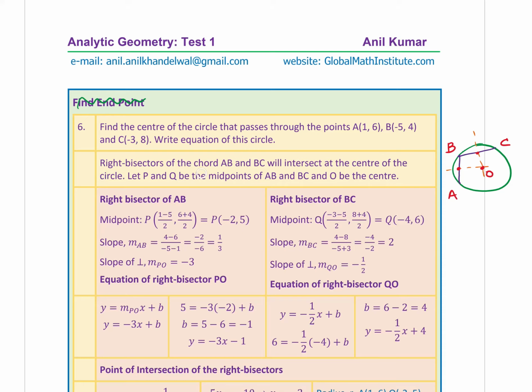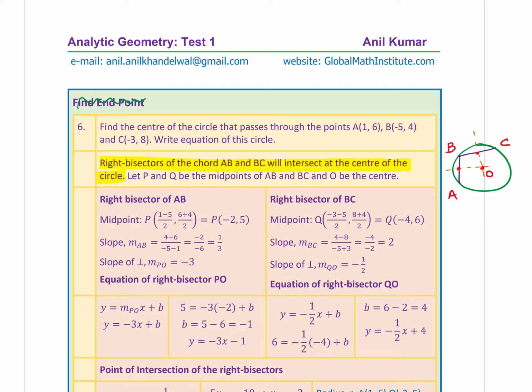The right bisectors of the chords AB and BC will intersect at the center of the circle. This is the most important thing you should know, and then you can continue with the solution. Some of you can now pause the video, answer this question, and then look into my suggestions. Let P and Q be the midpoints of AB and BC, and O be the center. So you'll find the right bisectors.